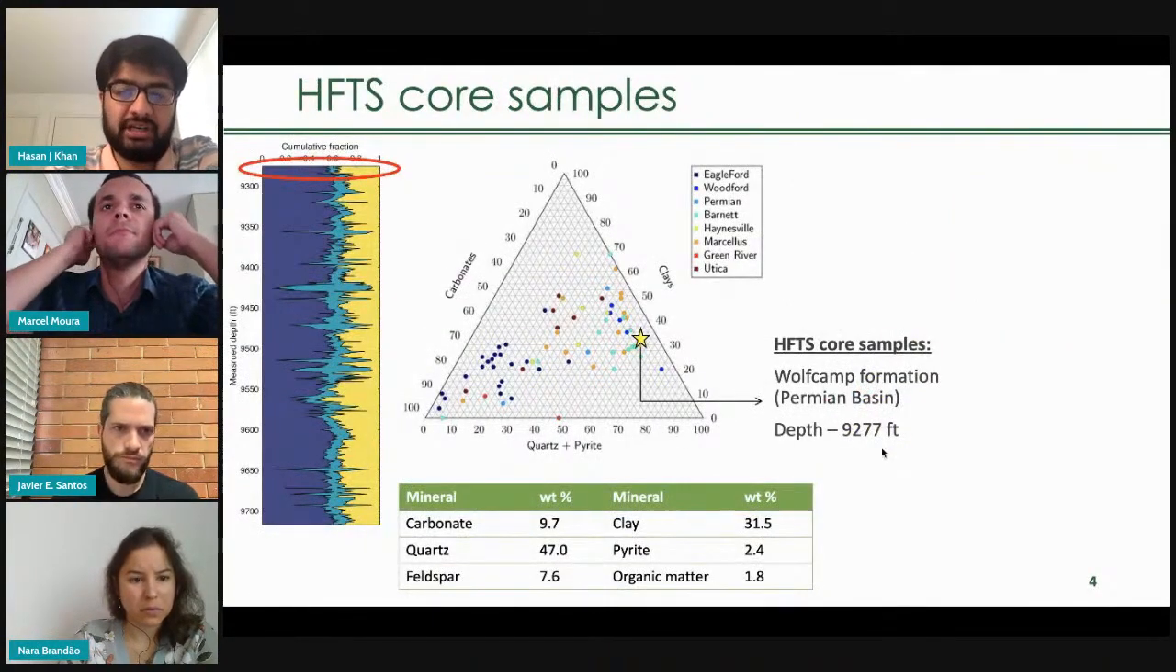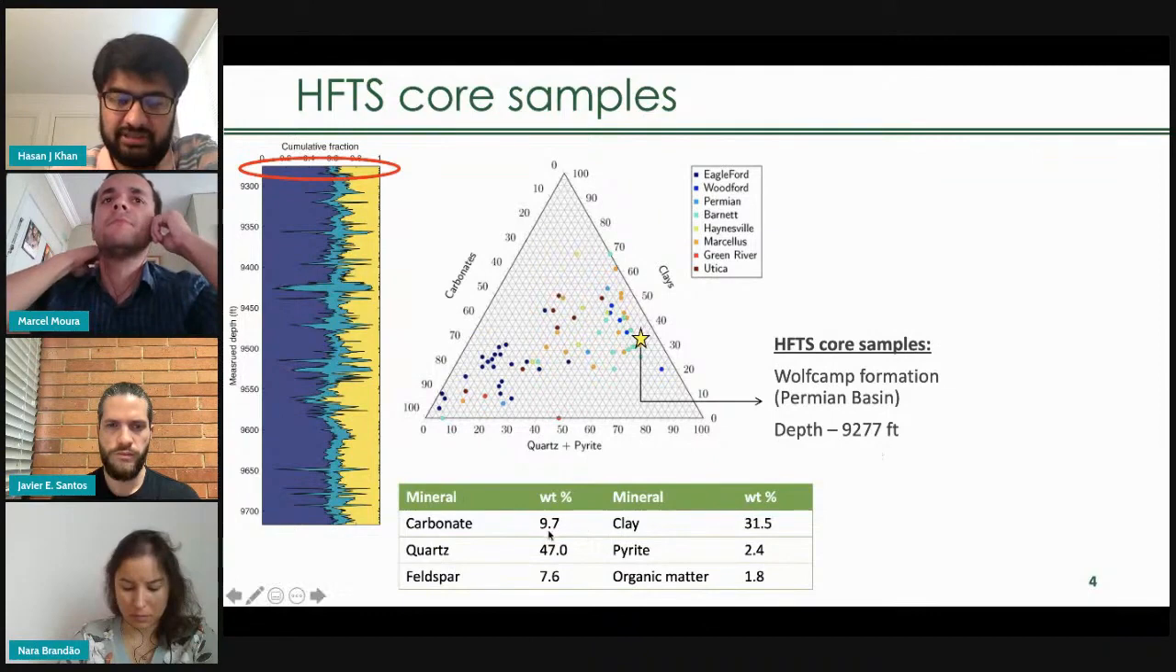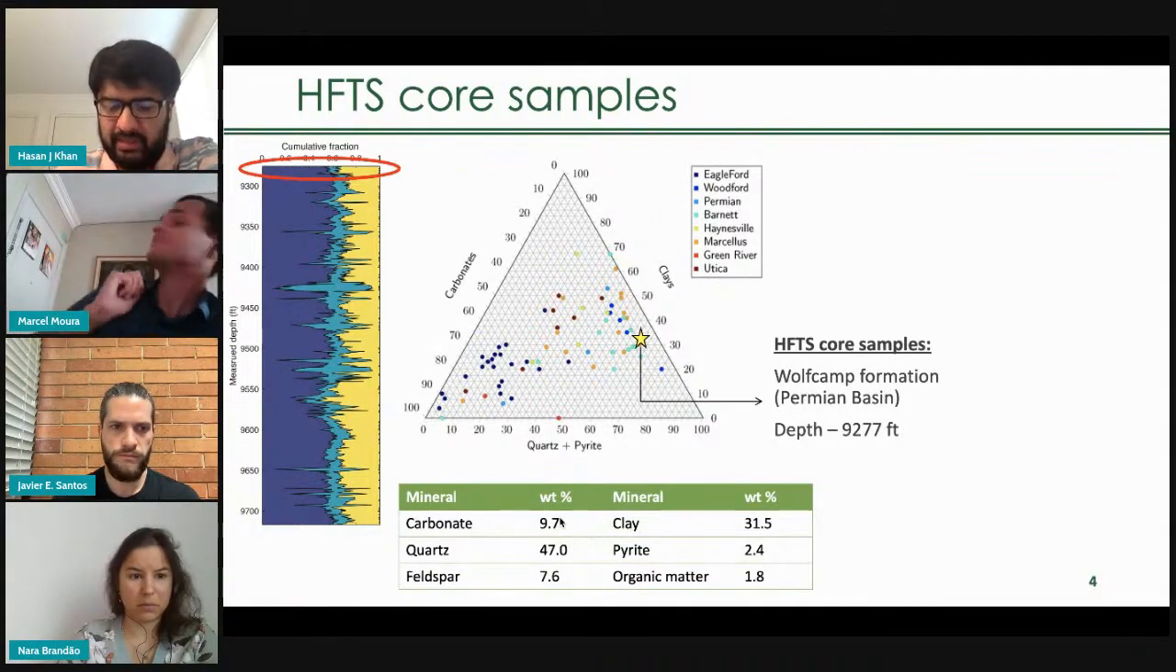For this work, I am working with the HFTS core samples. They are taken from the Wolfcamp Formation in the Permian Basin at a depth of about 9,277 feet. The sample that has been chosen has a carbonate content of approximately 10%, and this value lies in the middle of the carbonate content of the Marcellus and Eagle Ford samples that I showed previously.